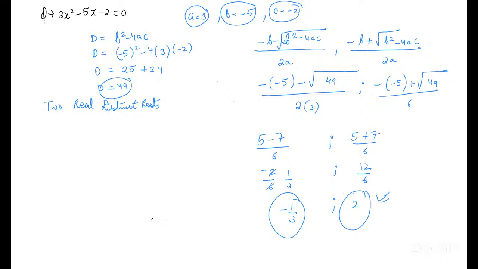How did you get it divided by 6? I made a mistake. Instead of 49, I got 25 minus 24. Why? Because I thought b square minus 4ac. Yes, I wrote that only. But if you check, A is equal to 3, B is equal to minus 5, and C is equal to minus 2. So here the minus and minus will become plus. Then multiplying by minus is plus. That's why it becomes plus.